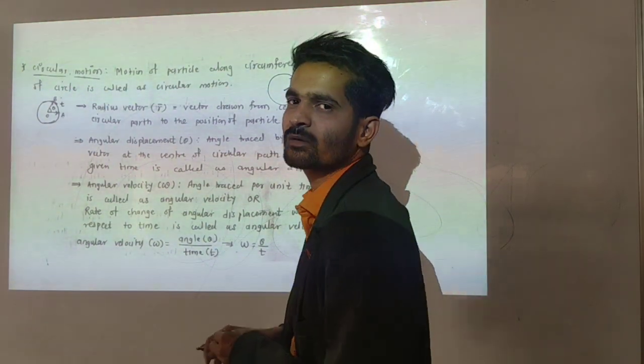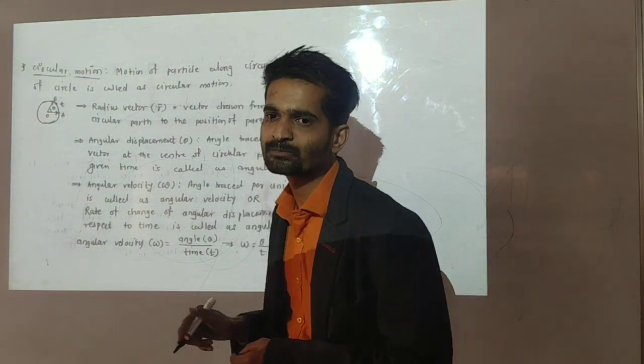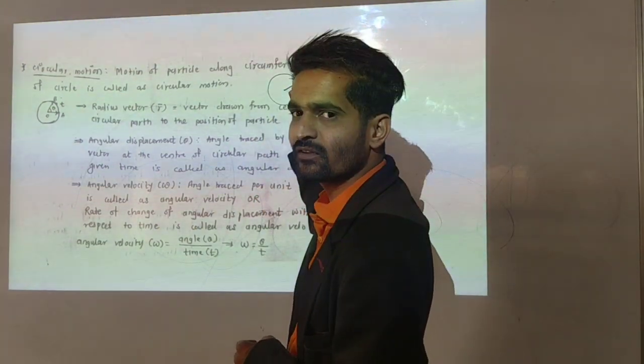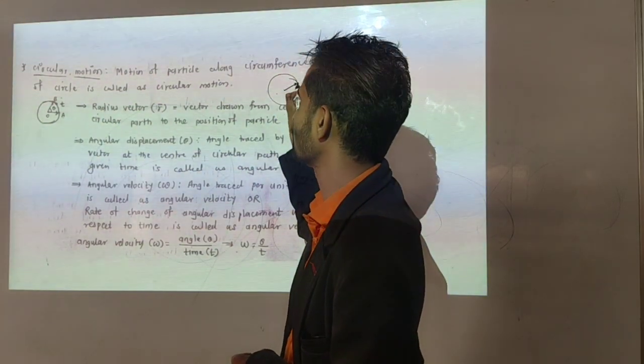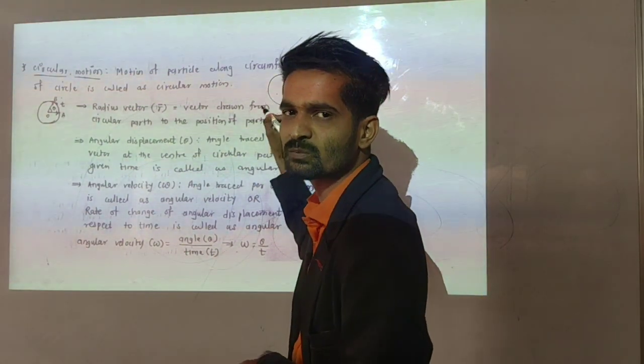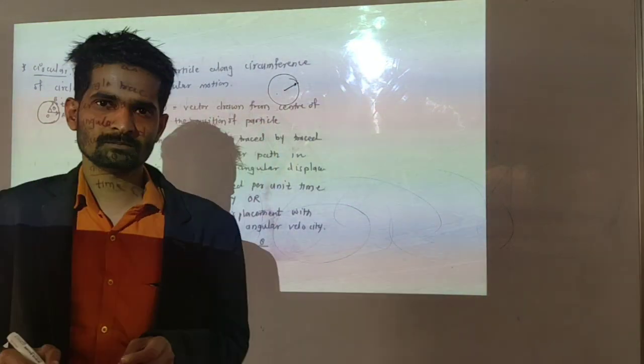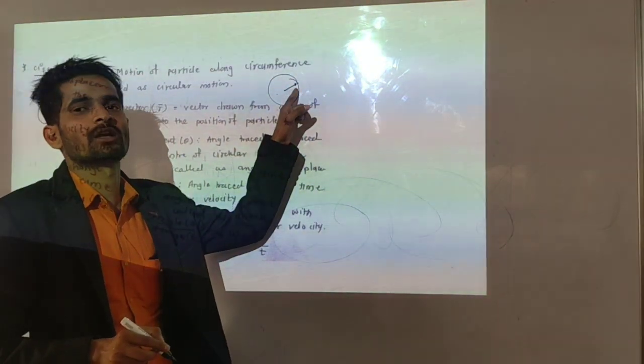So circular motion के बारे में हम ये भी कह सकते हैं, particle का जो distance है from the fixed point, it is always fixed. The distance of the particle is always fixed with respect to some fixed point. Such a kind of motion is called a circular motion.